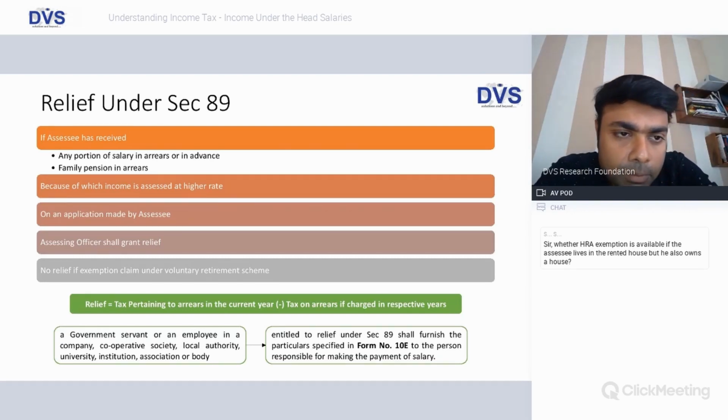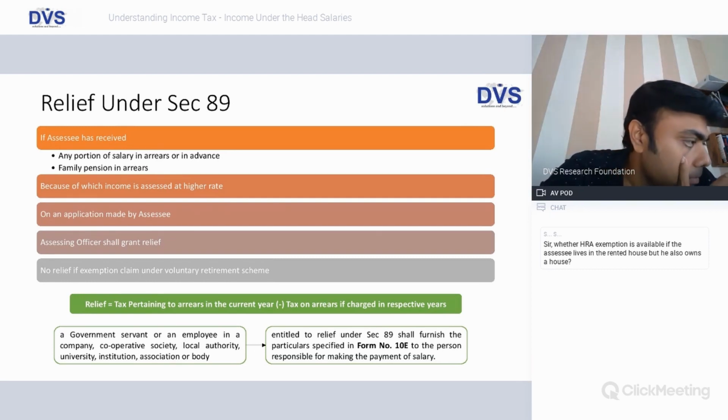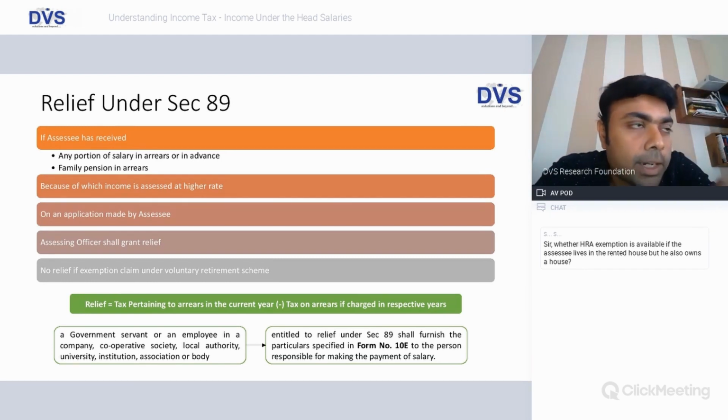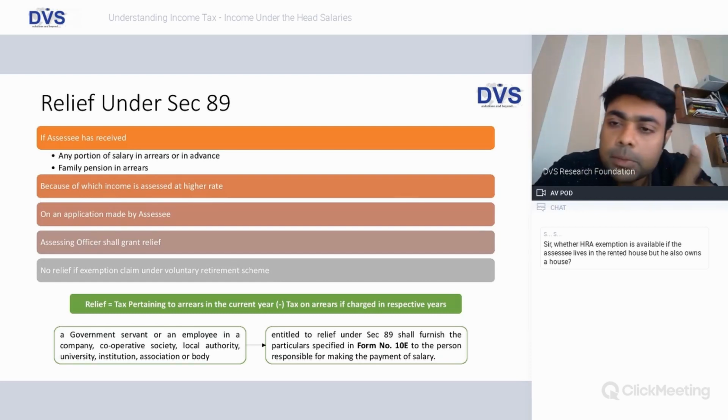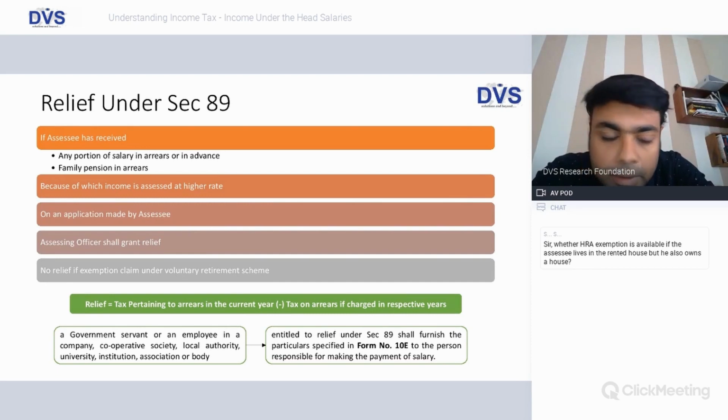Relief under 89.1. Let us assume you have received arrears of salary, say pay commission arrears, seventh pay commission, eighth pay commission, where they give you arrears with retrospective effect. Effective for 2015 to 19, your salary has been, say, 5 lakhs, 5 lakh 50, 6 lakh 50. Every year, this has been your salary.